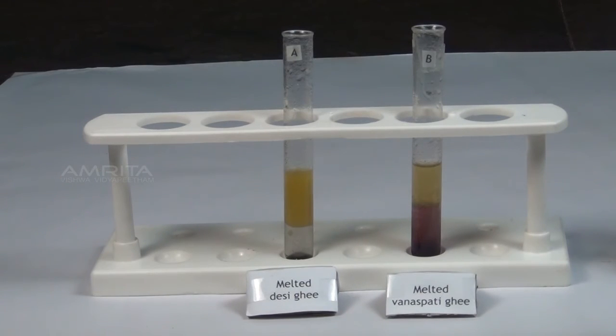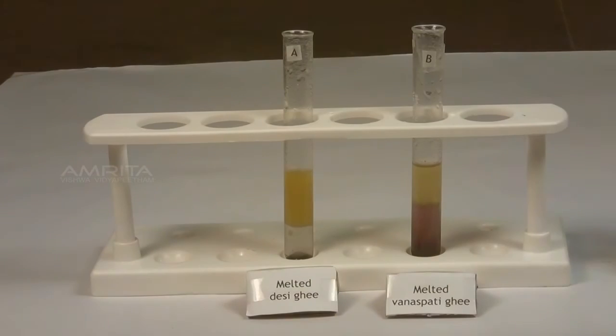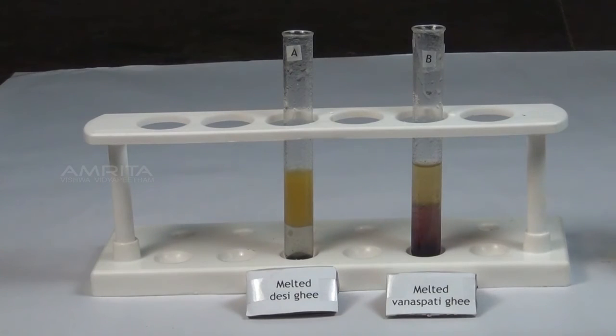A rose red color is seen in test tube B, whereas no such color is seen in test tube A. Vanaspati ghee contains 5% sesame oil, which gives a characteristic rose red color with concentrated hydrochloric acid and furfural solution, whereas pure desi ghee does not contain sesame oil.